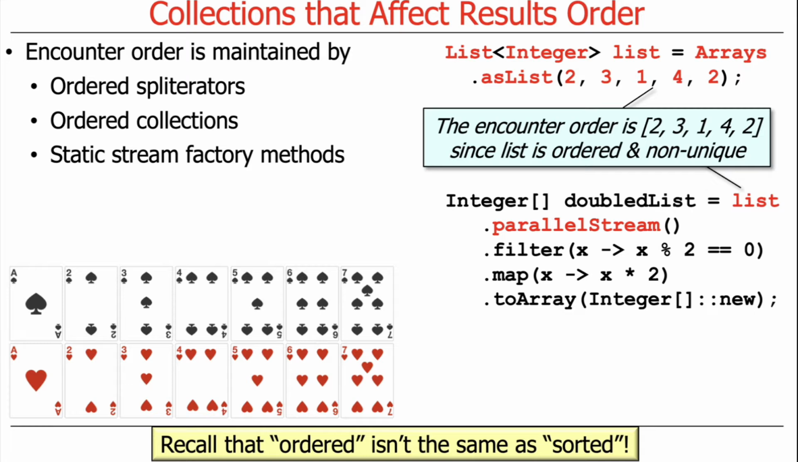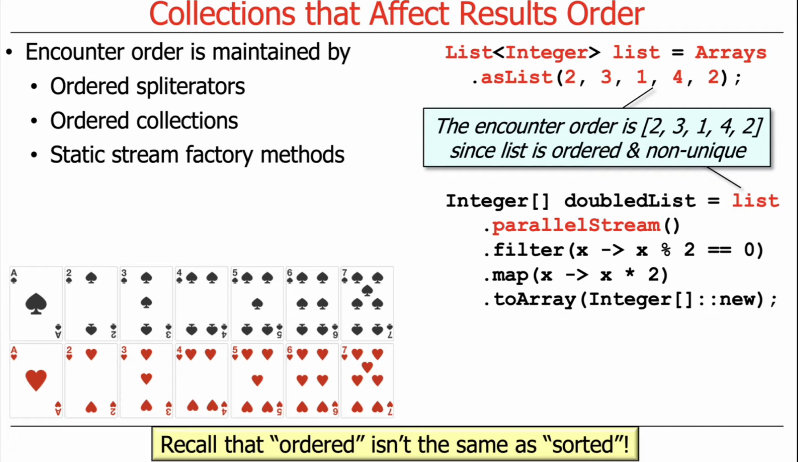And the reason why that is the encounter order is because the list is an ordered collection. So it sets that little flag. It says, I'm an ordered collection, and it also can be used to store duplicates or non-unique elements. Again, remember that ordered and sorted are not the same thing. So when we come down here and we say list.parallelStream, that's going to allow the computations to be run in parallel.